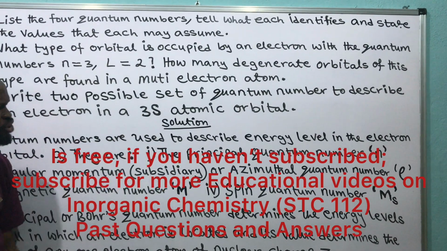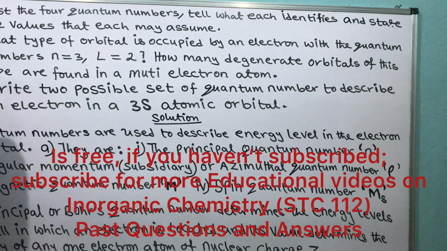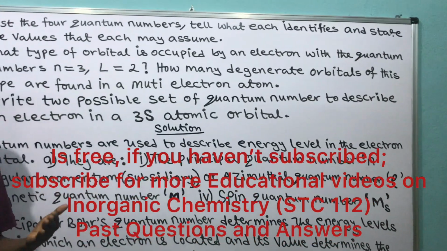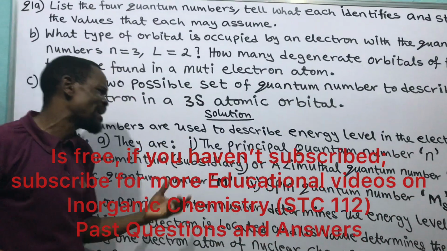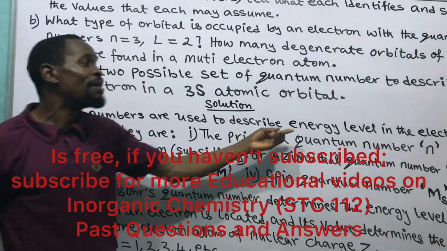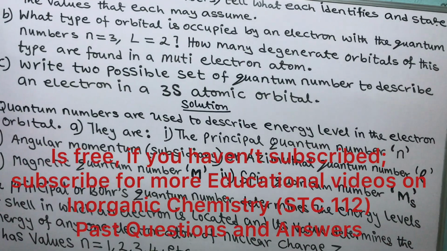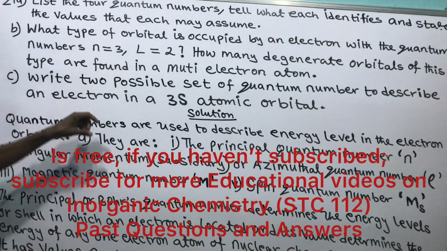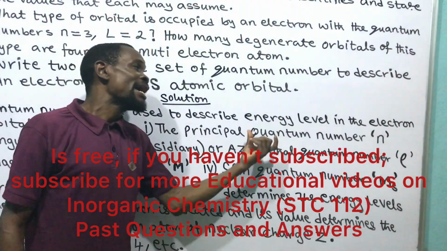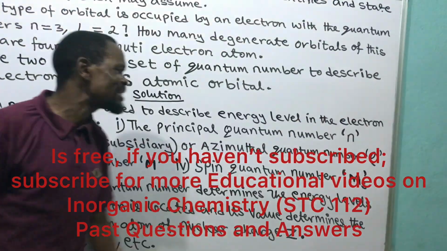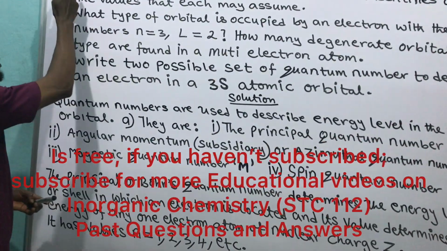We start from the solution. Quantum numbers: first of all, let us know what a quantum number is. Quantum numbers are those numbers used to describe energy levels in the electron orbital. We now start to solve the question.